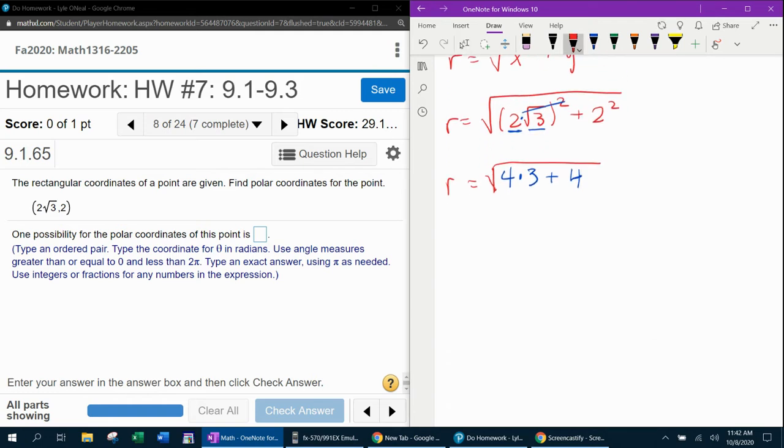And then we can finish this out. The radius is going to be the square root of 12 plus 4, which is the square root of 16, which is 4. So that comes out to be a nice whole number for the radius.